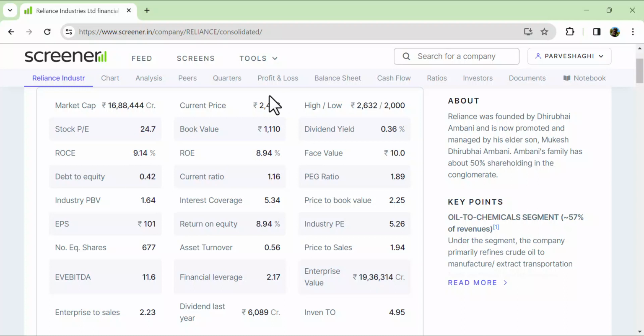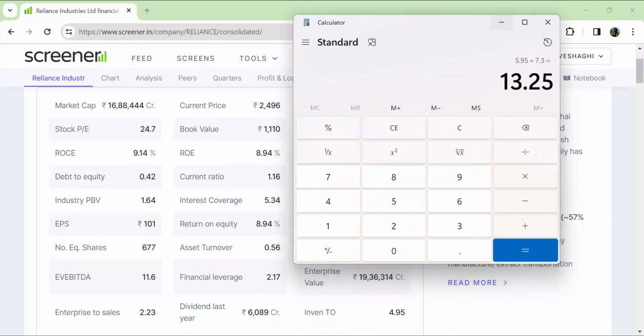Now the stock P/E is how much? 24.7. Look at the earning per share. How much is the earning per share? 101. So now I'll just use my calculator. What is the share price? What is the price of Reliance? 2496, that's the current price written here.